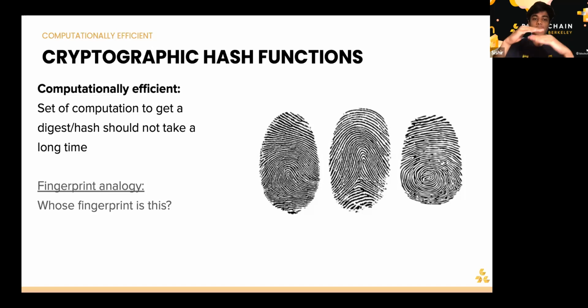So you have to find some kind of threshold, some kind of middle point where your hash function is fast enough for users to just generate it, but slow enough for hackers that it would take an exponentially long period of time to generate the original message. So that is one of the key properties of using these cryptographic hash functions.